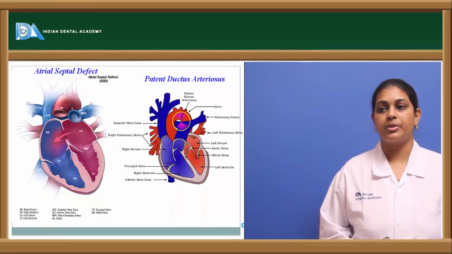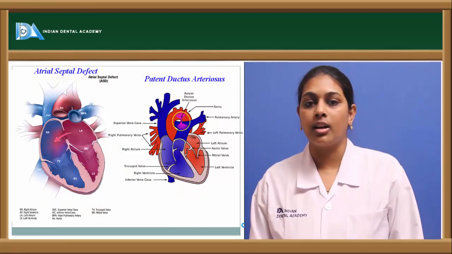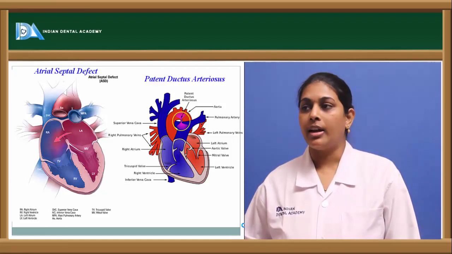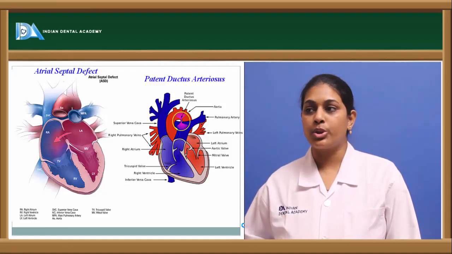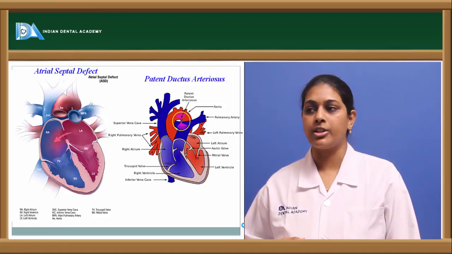Coming to the atrial septal defect, there is a picture showing the atrial septal defect where we see that the blood is being pumped from the left atrium to the right atrium. And coming to the patent ductus arteriosus, we see that there is a duct which is being created between the aorta as well as the pulmonary artery.